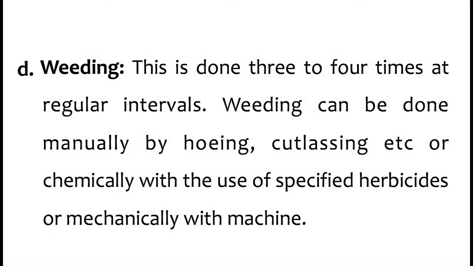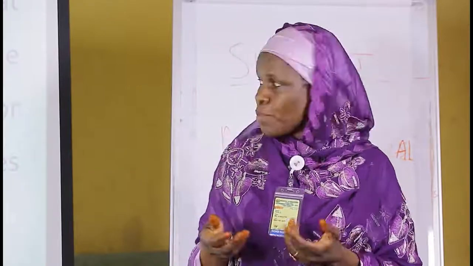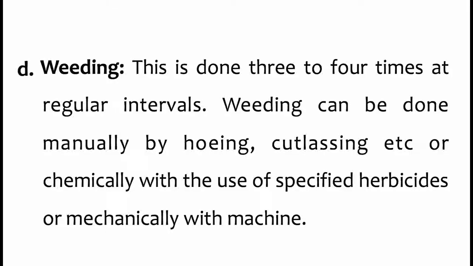So this weeding can be done manually by hoe. That is, you remove the grasses manually by your hoe, cutlass, or chemically with the use of specific herbicides. You can use herbicide to burn down the unwanted grass. Or you can also do it mechanically with machine.